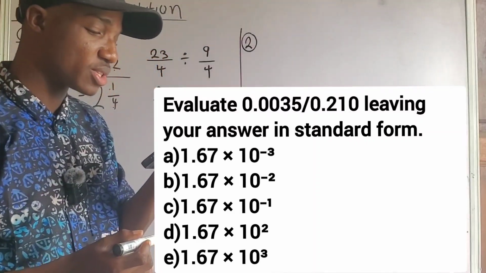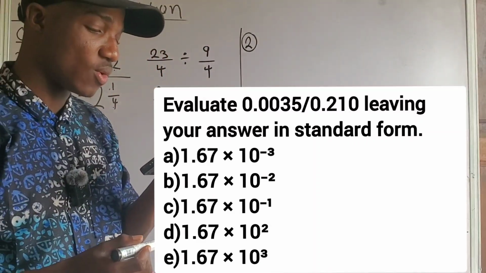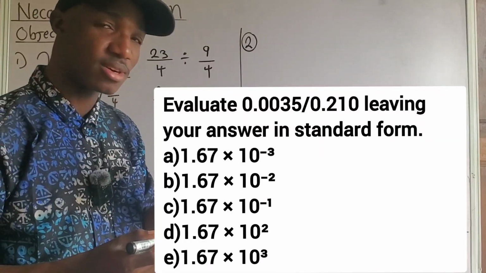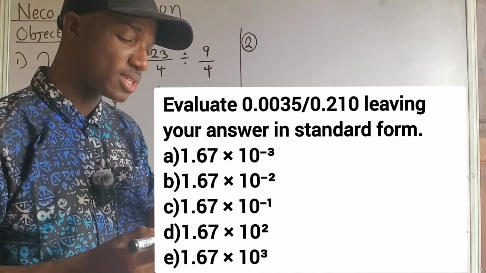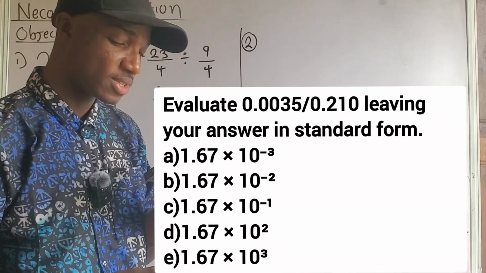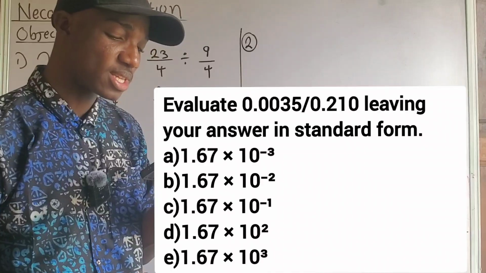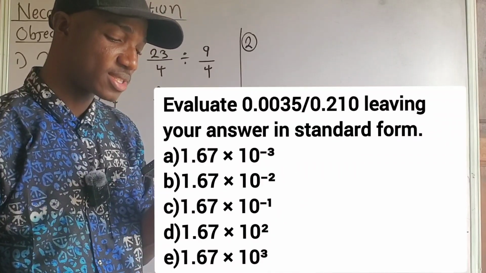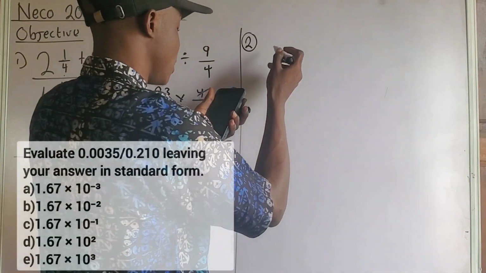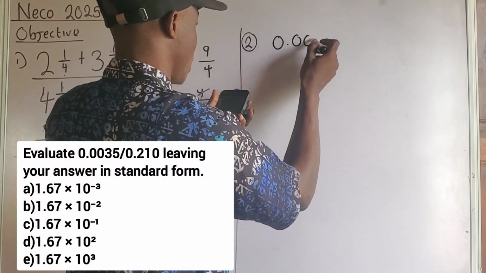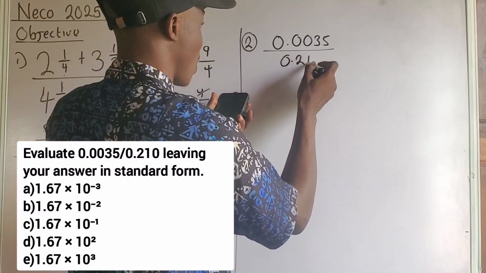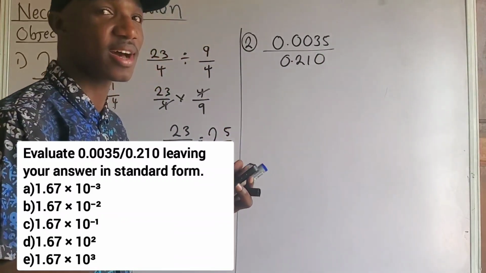Evaluate 0.0035 divided by 0.210, leaving your answer in standard form. A, 1.67 times 10 raised to the power of negative 3. B, 1.67 times 10 raised to the power of negative 2. C, 1.67 times 10 raised to the power of negative 1. D, 1.67 times 10 raised to the power of 2. E, 1.67 times 10 raised to the power of 3. Okay, we are asked to evaluate 0.0035 all over 0.210. We are asked to leave our answer in standard form.